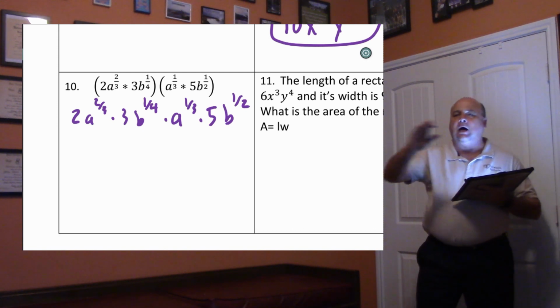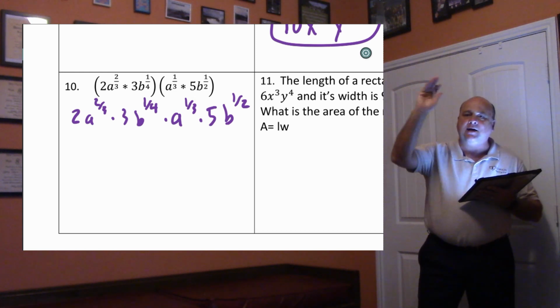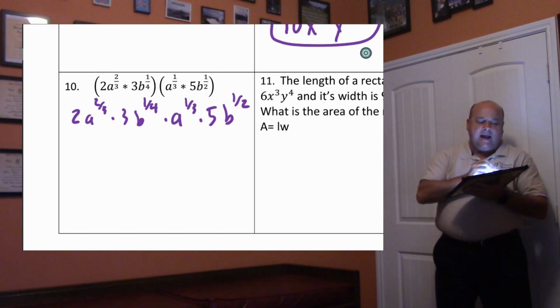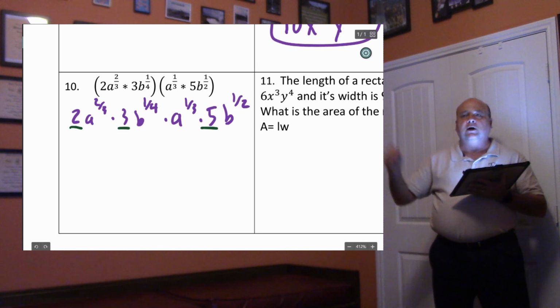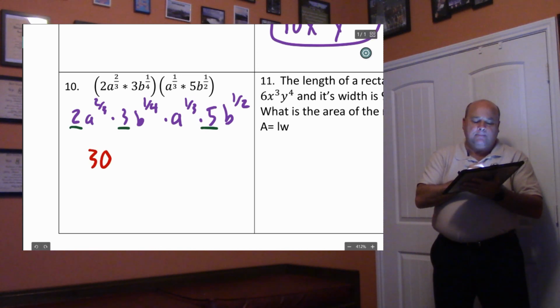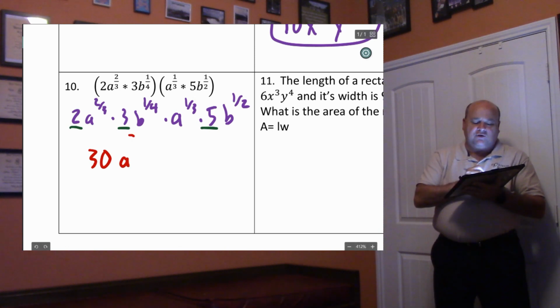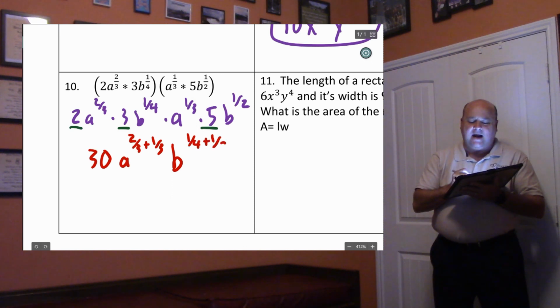Now then we're going to multiply all the big numbers, write down the letters, and add up the exponents. Sign, number, letter, exponent. There's no negatives, so it's positive, and my big numbers are 2, 3, and 5, right? That's going to turn into my number. So 2 times 3 is 6. 6 times 5 is 30. My first letter alphabetically is A, and my exponents are 2/3 plus 1/3. My next letter alphabetically is B, and my exponents would be 1/4 plus 1/2.